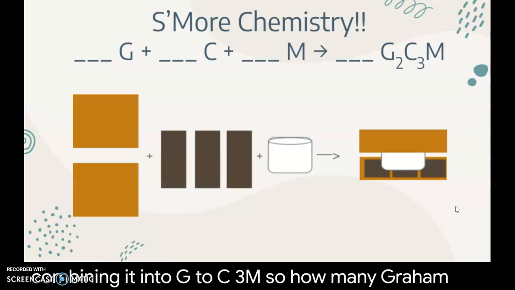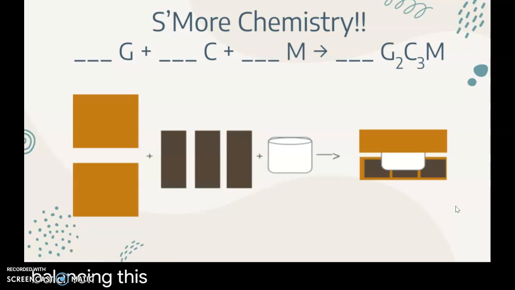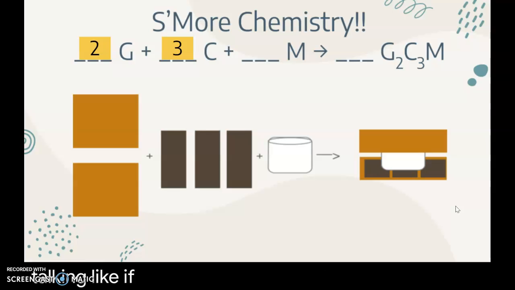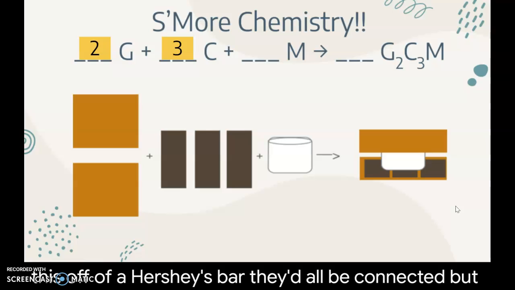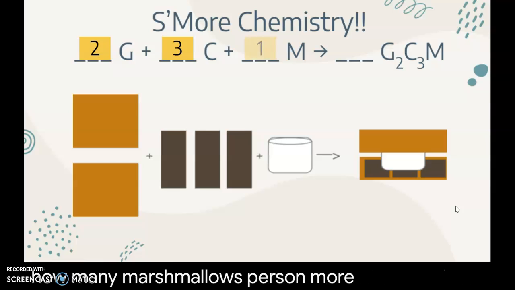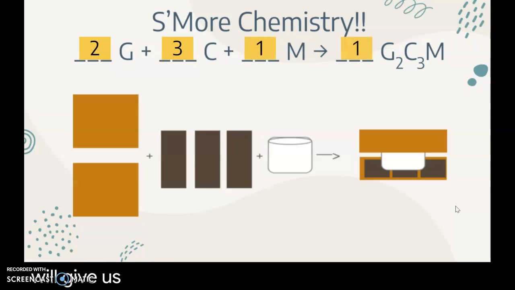So how many graham crackers do we need, if we were balancing this equation out? We need 2 pieces of graham cracker. To make a true s'more, how many pieces of chocolate do you need? 3. And I'm talking like if you were breaking this off of a Hershey's bar, they'd all be connected, but I want you to have the 3 little rectangles. And how many marshmallows per s'more? 1. And then this will give us 1 s'more.